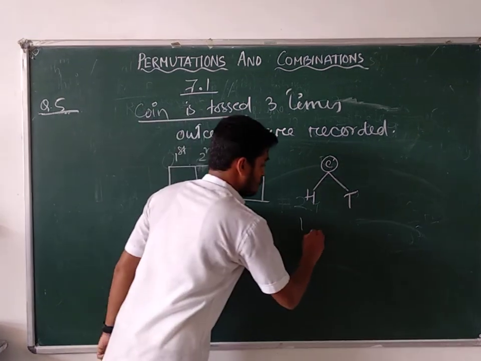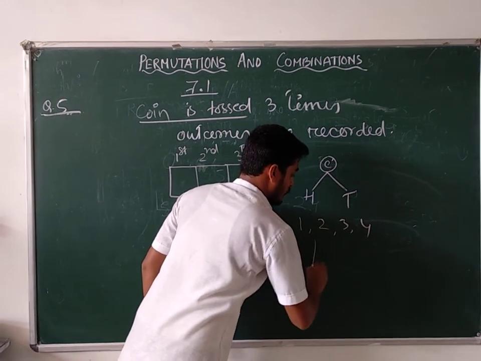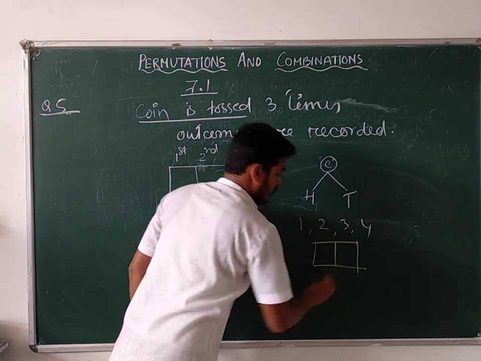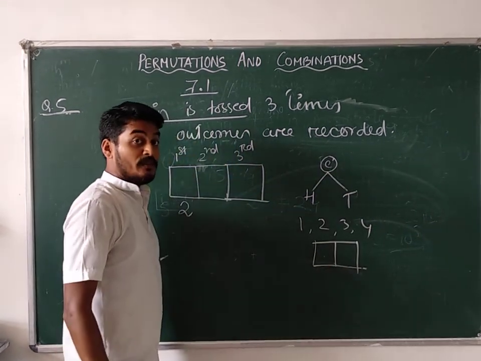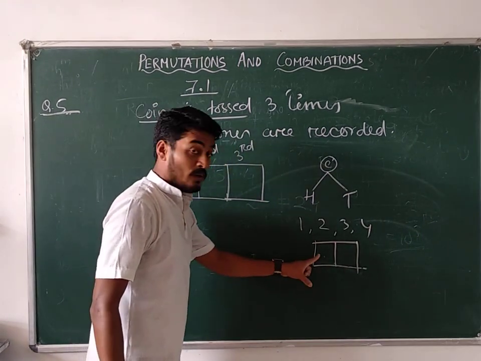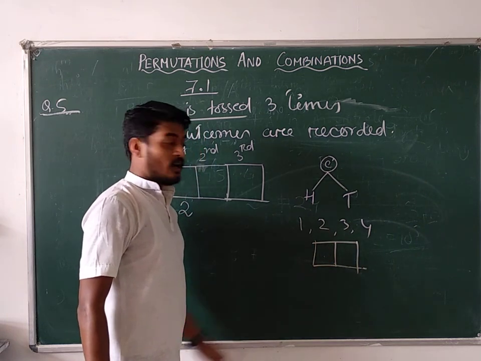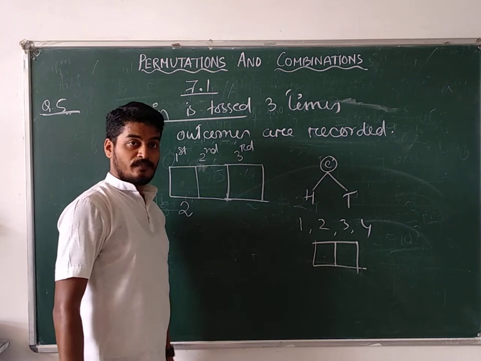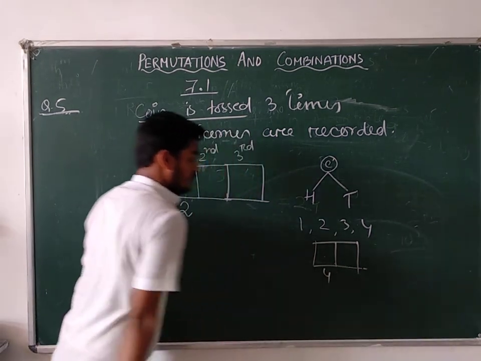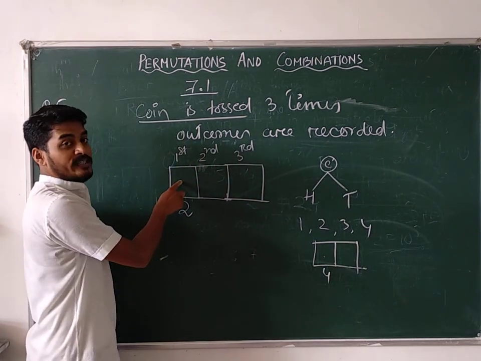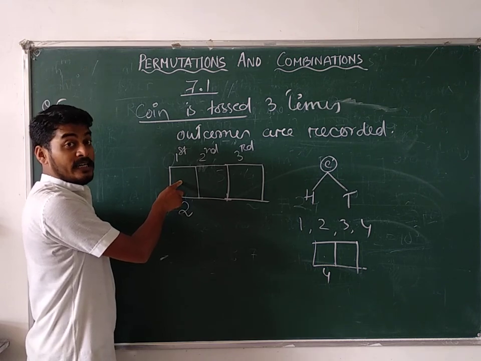For example, just like this: 1, 2, 3, 4. If you have to form a 2-digit number, how many different ways can you fill up? How many possibilities are there? You may write either 1 or 2 or 3 or 4. So how many objects are available? 4 objects are available. So 4 ways to fill up. Here, how many ways can you fill up? 2 ways, either by head or by tail.